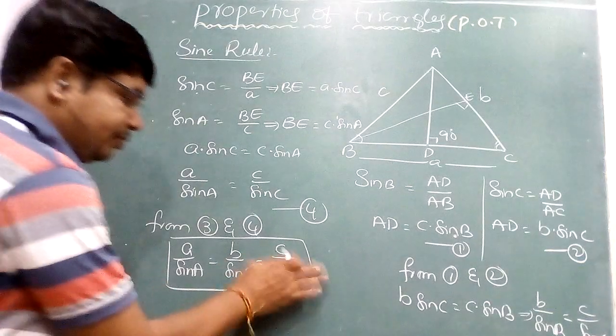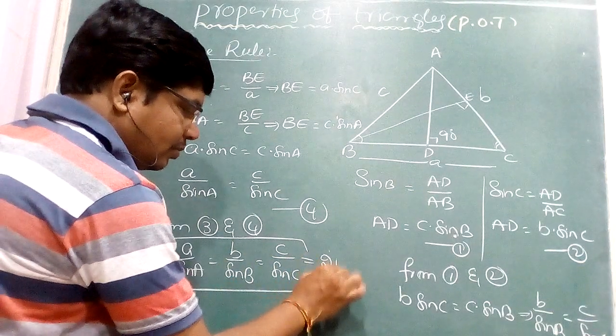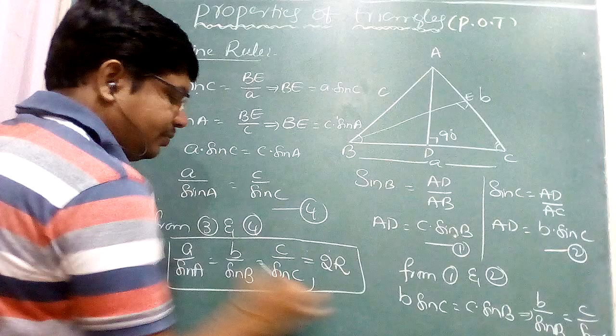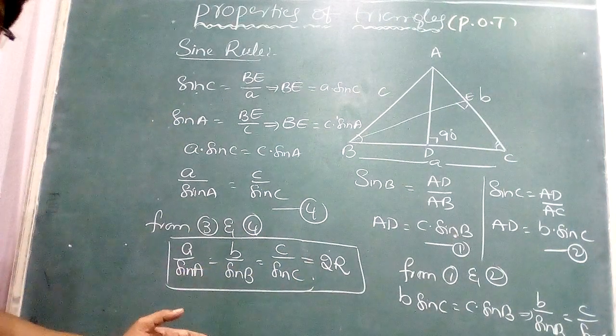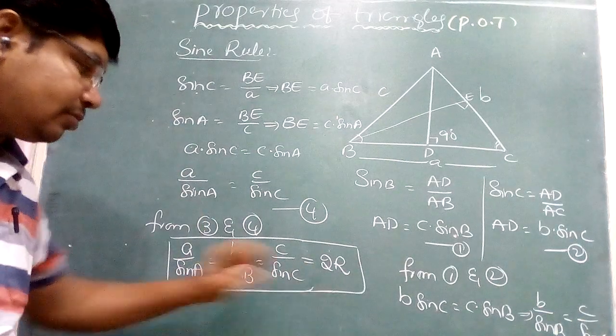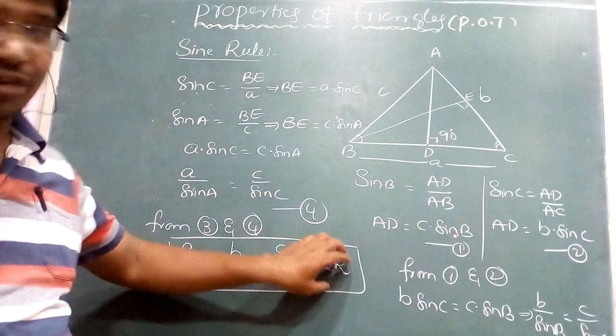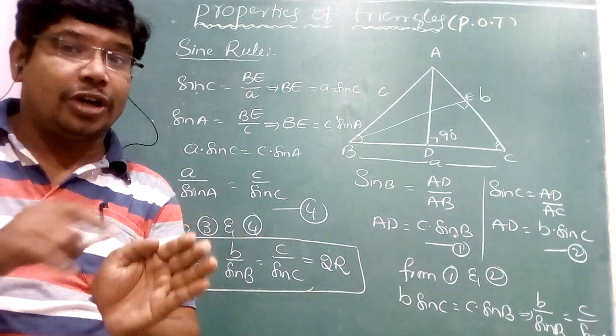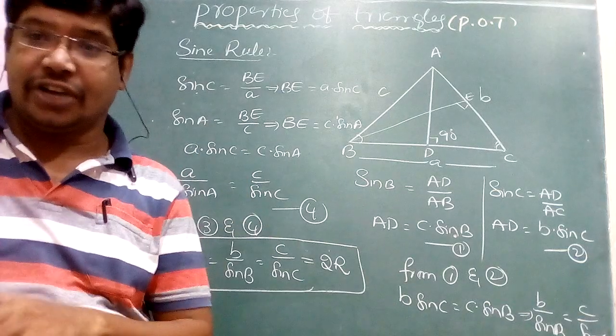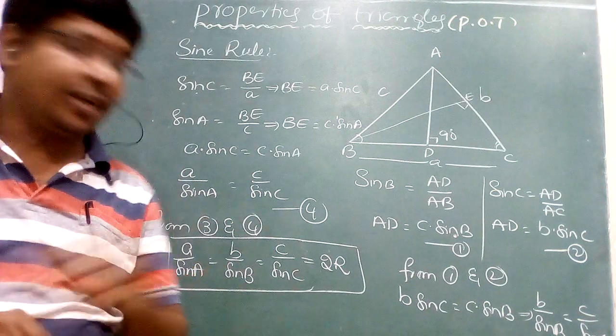That is 2r, where r is the circumradius. Otherwise, you can take it as k also. By using this, this ratio actually gives a constant value. That constant value is twice the radius of the circumcircle. That's why you can take it as 2r.